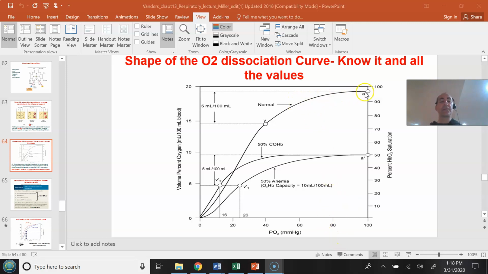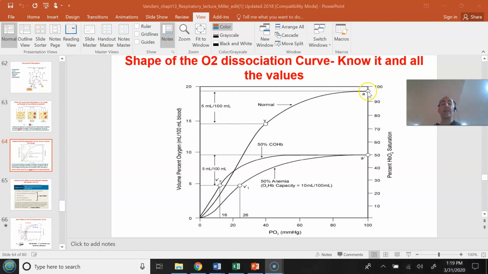So that's important. Now, what happens? This part from about 100 to 60 here is considered the flat portion of the curve. It's the plateau, essentially. Because of the shape of that curve, in the plateau region from 60 millimeters of mercury to 100, you can have very large changes in the partial pressure of oxygen and very small changes in percent saturation.